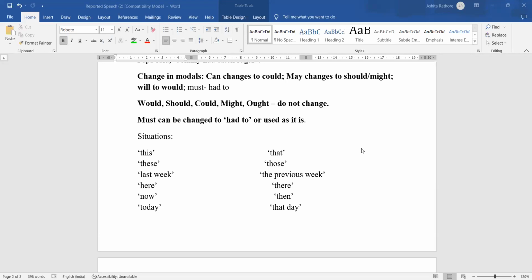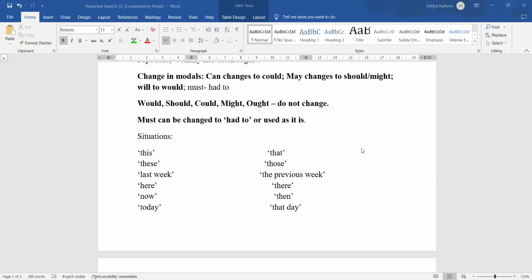Will changes to what? If a sentence has will, what does it change to when it is turned into reported speech? Would. Can? Could. And may? Might. It can change to might also. You can change it to should also. It depends entirely on the meaning that you're trying to convey.